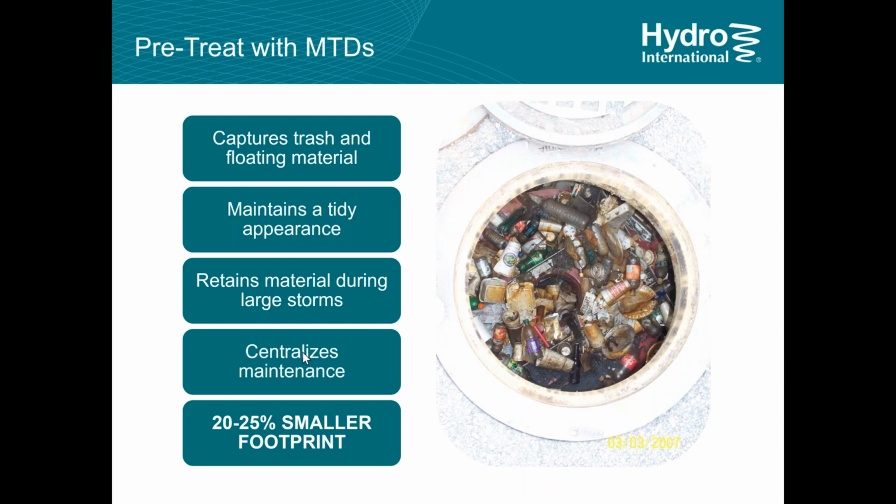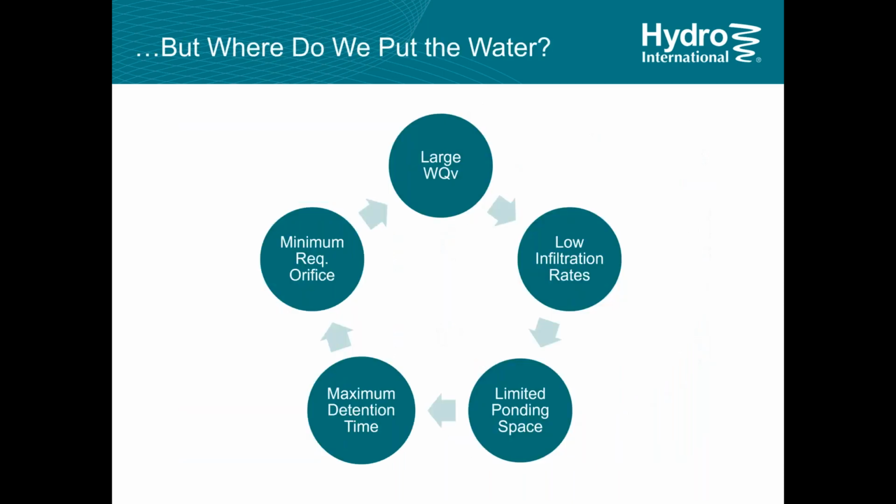You've probably run into manufactured treatment devices before. They're very common. Hydro International makes them. We have two products. One is called the First Defense, another is called the Downstream Defender, but there are lots and lots on the market to choose from. So this is right off the bat a very simple way to make that planted area you have a little more efficient.